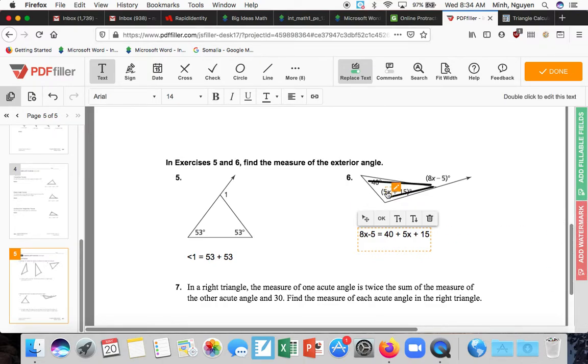How would you do that? Well, you solve for x: subtract 5x, add those two together, add 5, divide by whatever you get. And then once you've solved for x, you can substitute it into the exterior angle to find it.